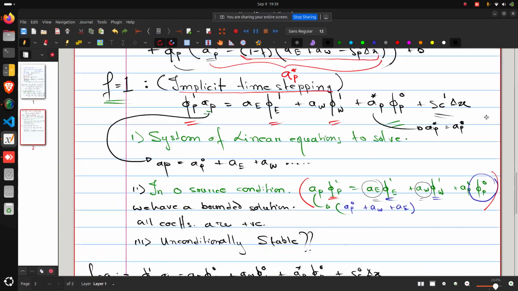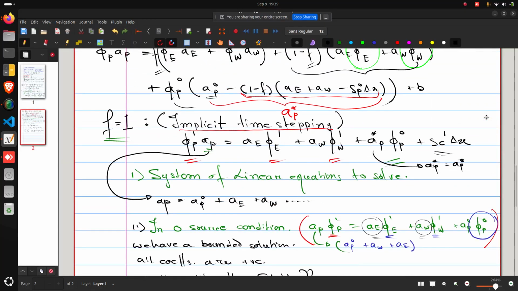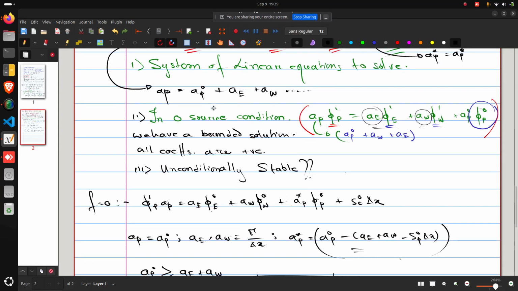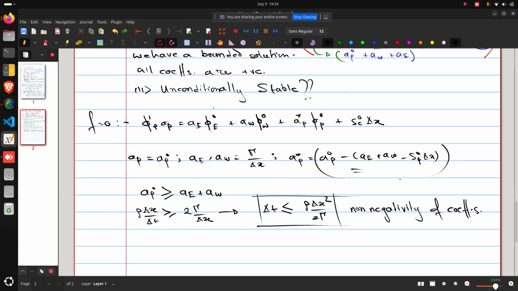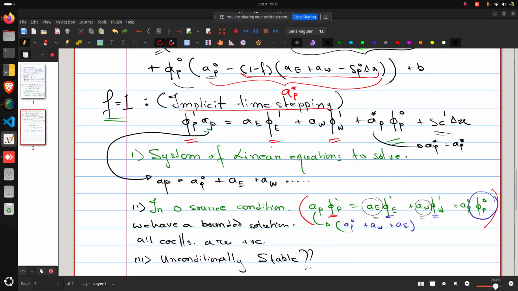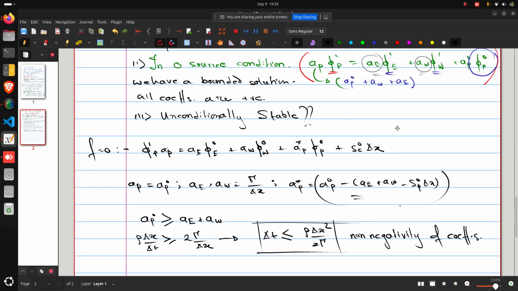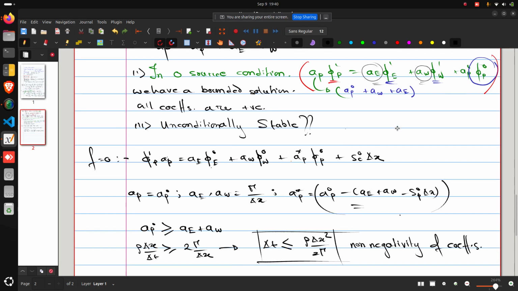We will reach the same conclusion using the von Neumann stability analysis, which I'll touch upon later. But we see here that in the implicit time stepping scheme we do not have any such conditions on delta t, because all our coefficients of AP, AE, and AP star also, are all positive, so we do not have any issue with that.